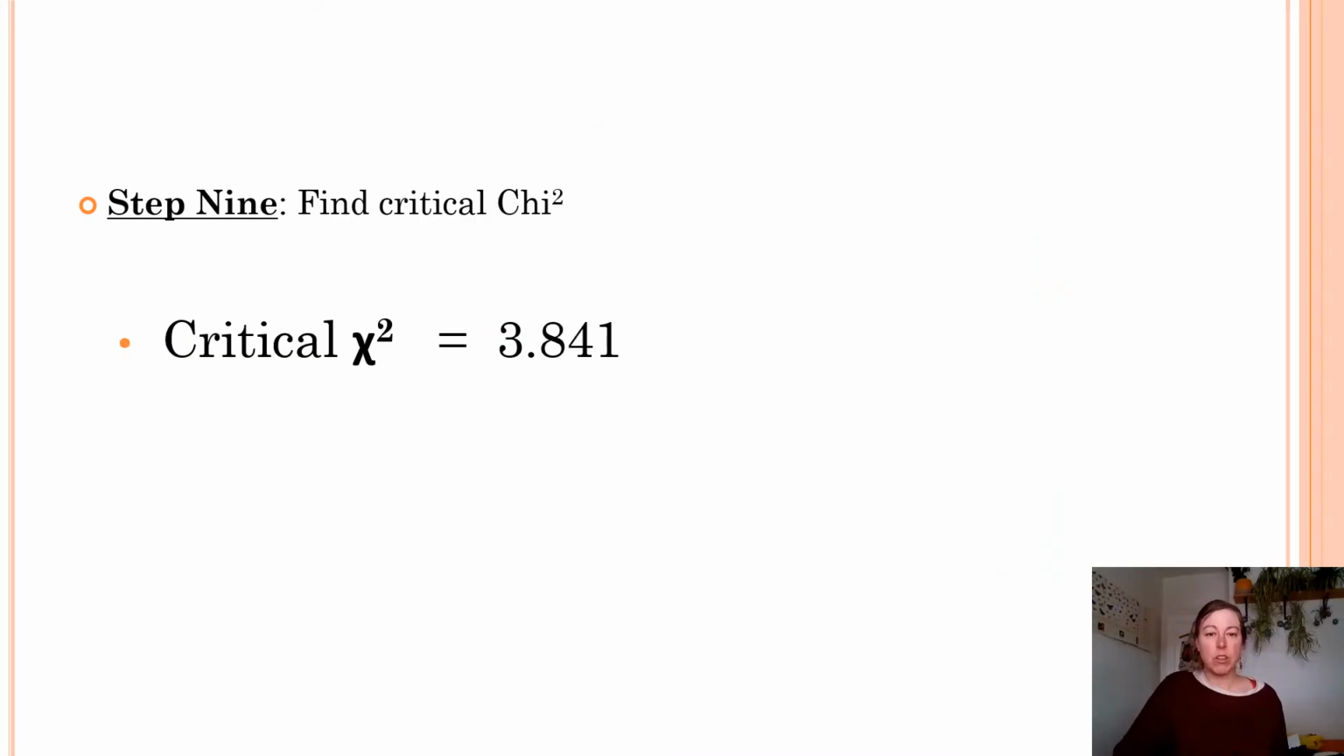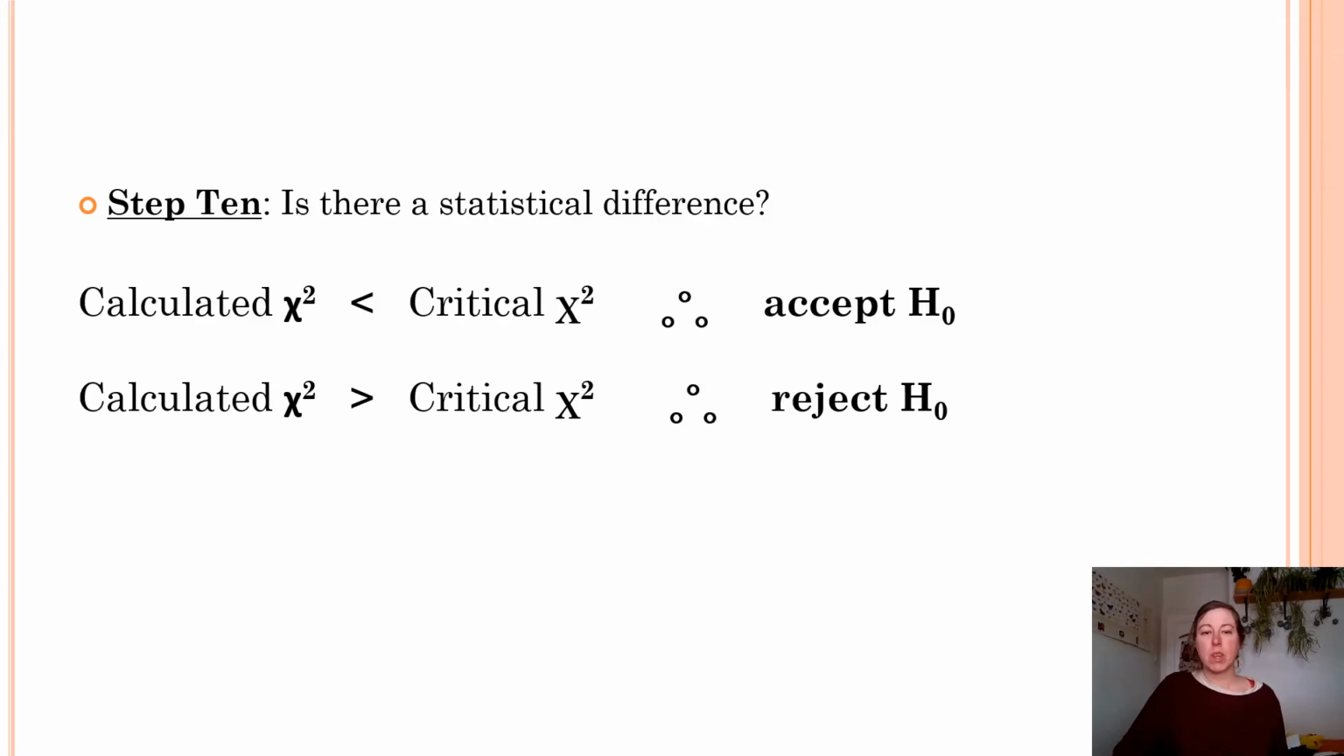So our critical chi-squared, 3.841. And this is what I was just saying. So if 3.841 is our critical, if our calculated is less than 3.841, we're going to accept, and if our calculated is greater than, we're going to reject.